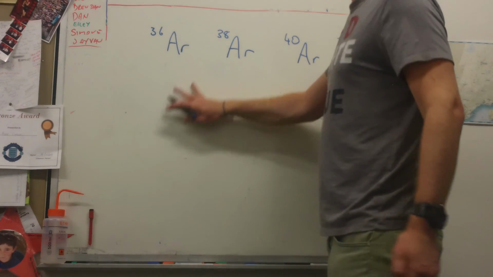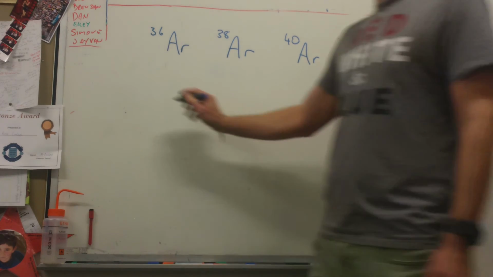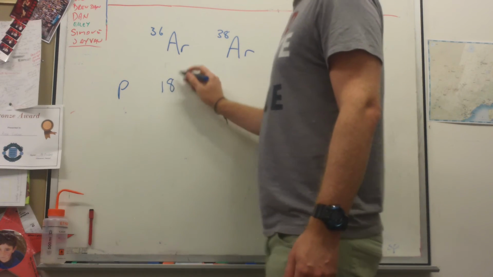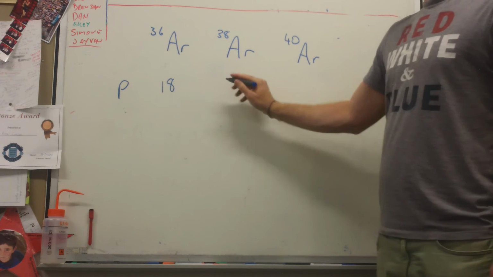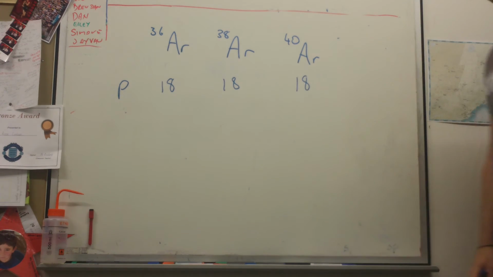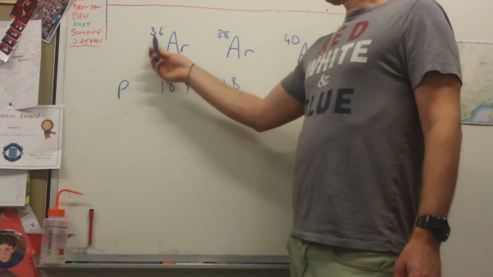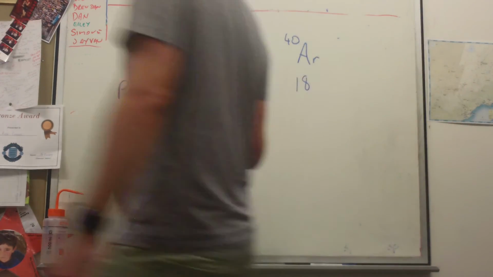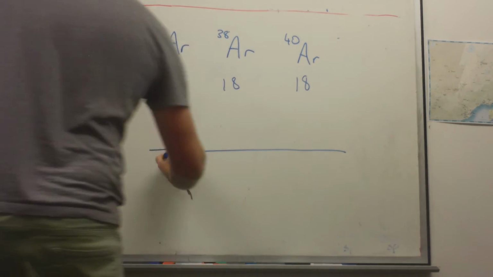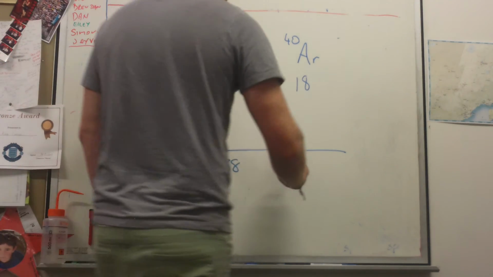So, because we've got some extra information here, we know the number of protons. The number of protons for argon is 18, and because it is protons that define the element, in each case, because they are all argon, there's 18 protons. Our protons plus our neutrons give us the mass number that we're looking for. So that's going to become 36 in total, 38 in total, and 40 in total.